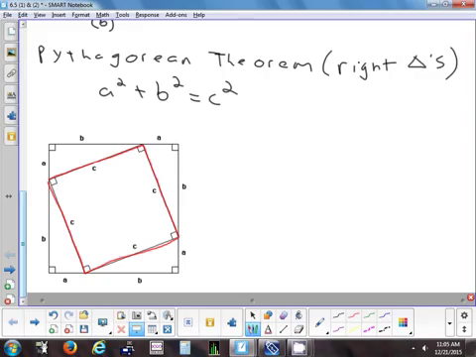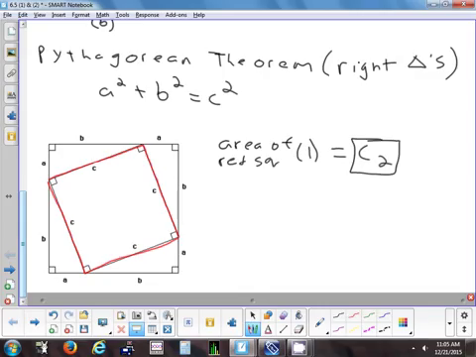Right. Somebody give me a quick way to find the area of that red square. C squared. It's c squared. Yeah. Just take length times width, and that's the area. So we'll call this area of red square, and we'll call it the first way to do it. Okay, we get c squared.